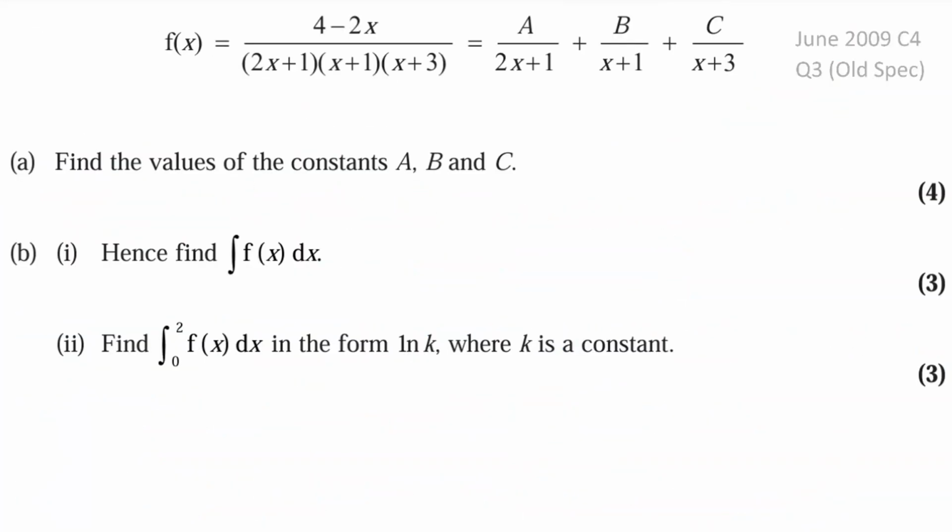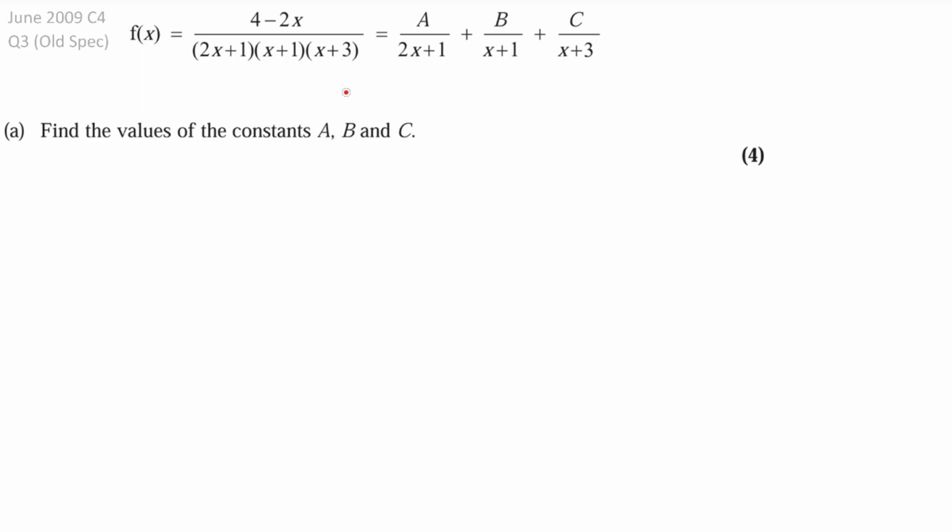Okay, so here's another example from a past paper question where for part A, we need to find the value of the constants A, B, and C in the partial fractions, and then in part B, we need to do the actual integration. Okay, so for part A, as I said, we need to find the values of these constants A, B, and C. And this time we've got 3 partial fractions because we've got 3 brackets in a denominator like this.